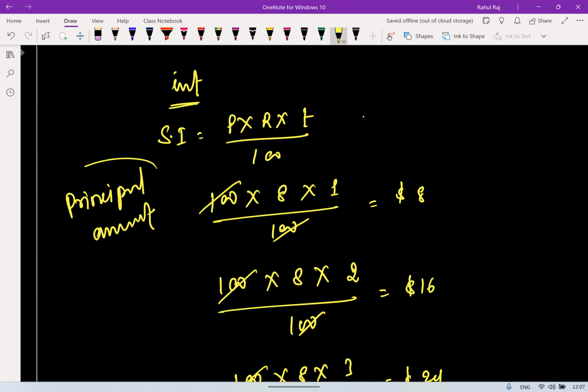You get interest only on the principal amount. This is what is simple interest.